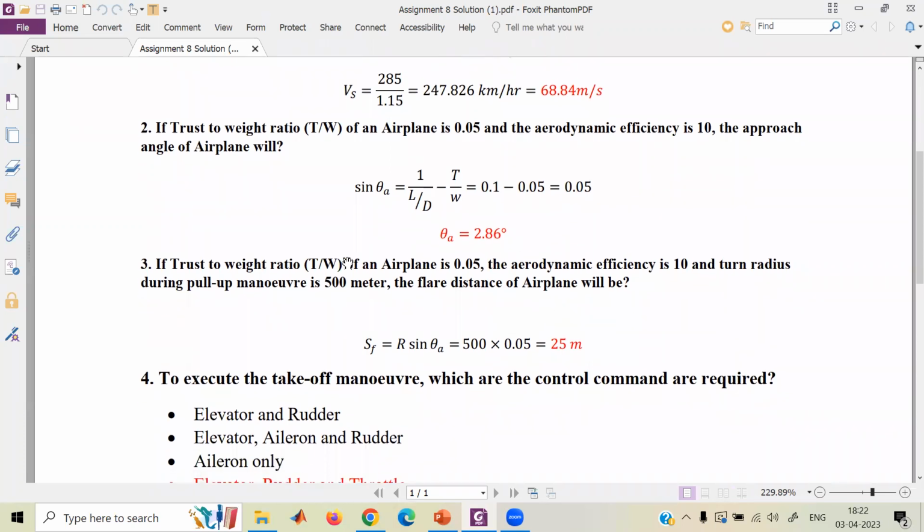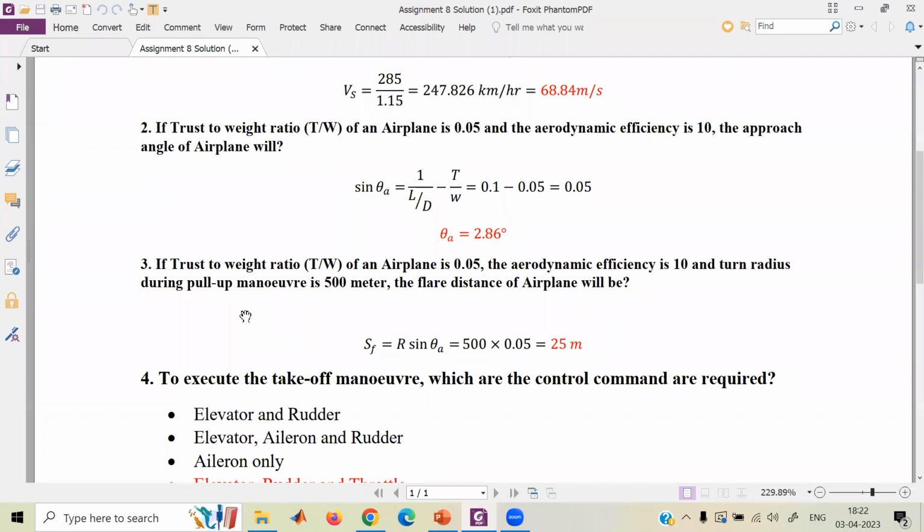Let's think about it. First, what they've given us is the thrust to weight ratio of an airplane. Notice that thrust is only 5% of the total weight. And what was the thrust to weight ratio of a quadrotor usually? Greater than or equal to 1. Look at it, it's a very small number. And the aerodynamic efficiency is 10, which is L by D. And the turn radius during the pull-up maneuver is 500 meters.